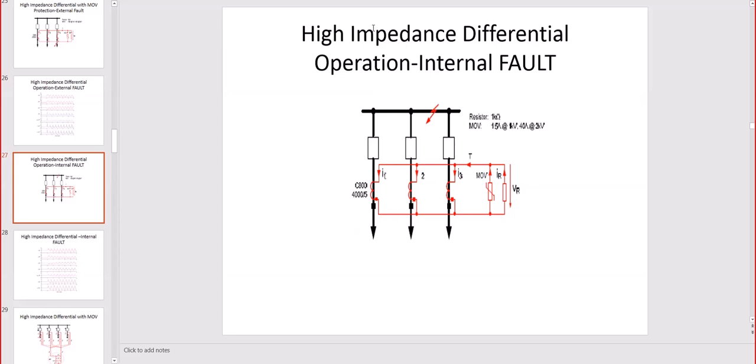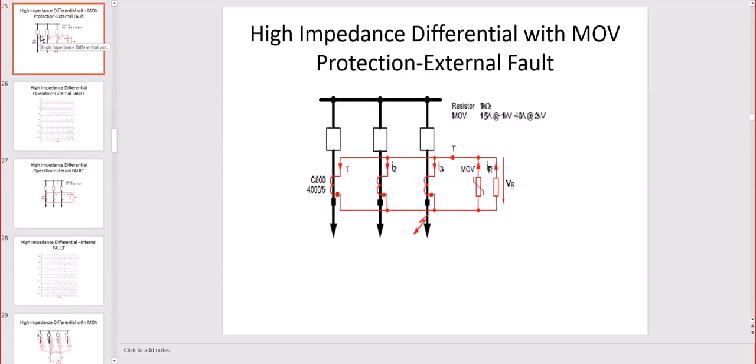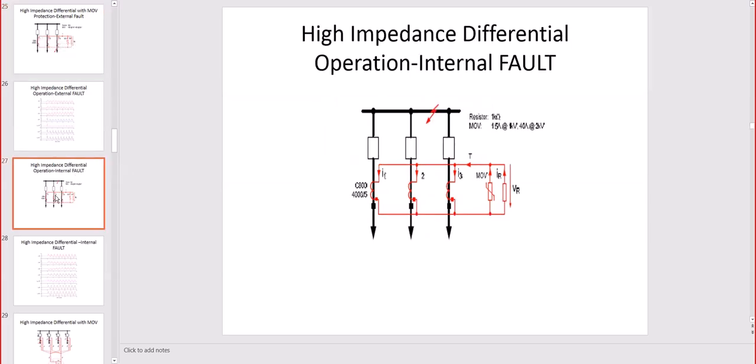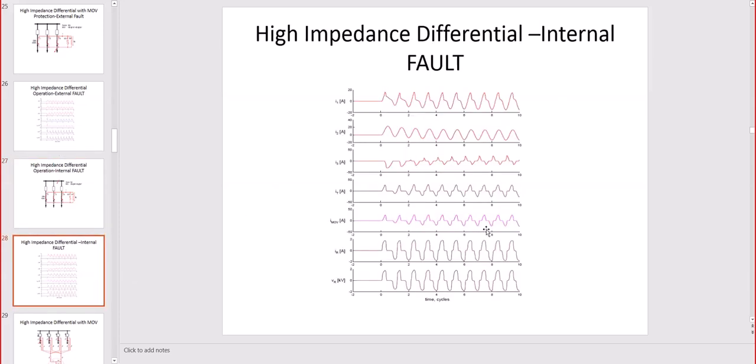It happened. High impedance differential operation internal fault. So for internal faults to the system on the bus, this is the same. It's showing the direction of the voltage and current, similar to the previous one. The previous one was a fault on the feeder, and now we have a fault on the internal system, that is the actual bus, and the currents in this case look even more distorted. So you can see here the third harmonic more than you saw on the previous one.